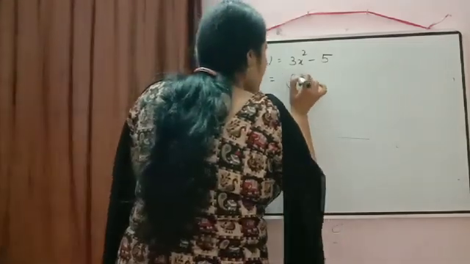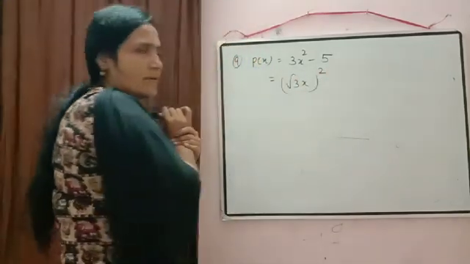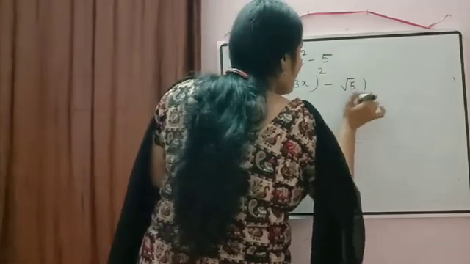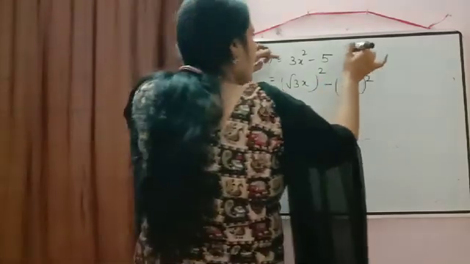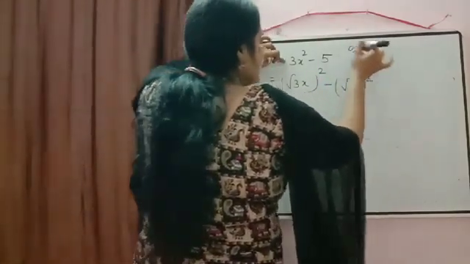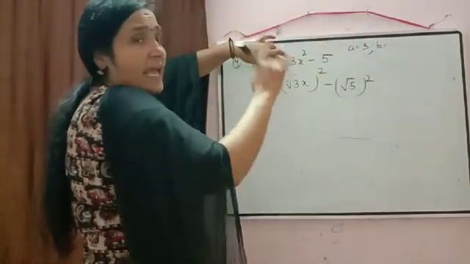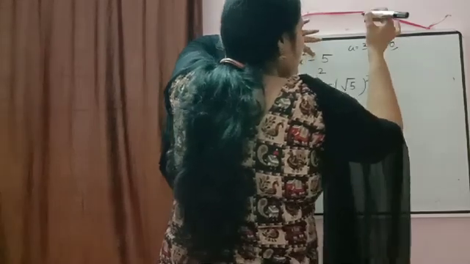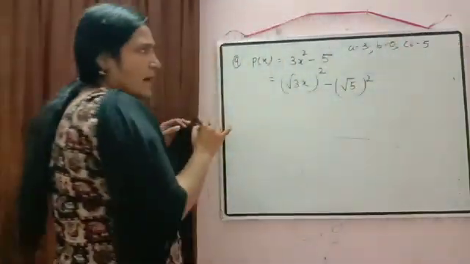So this can be written as root 3x the whole square, minus, similarly 5 can be written as root 5 the whole square. Can you tell me what is the value of a here? a is equal to 3. b means that is the coefficient of x, and here we don't have any coefficient of x. So b is equal to 0 and c is equal to minus 5.